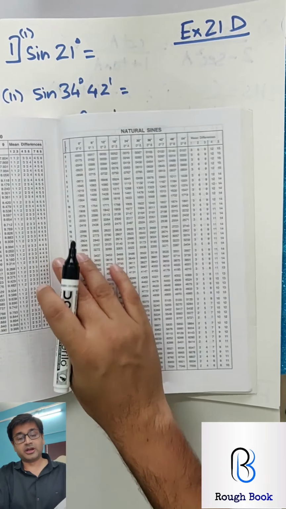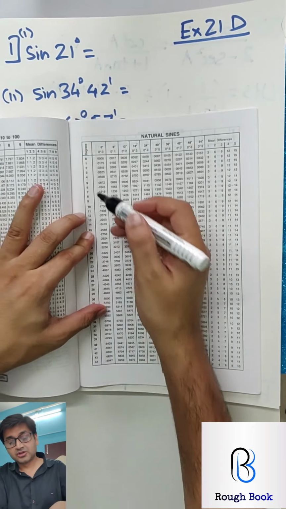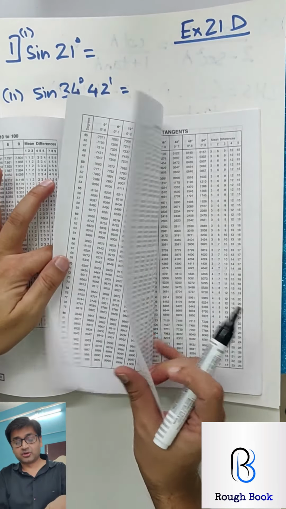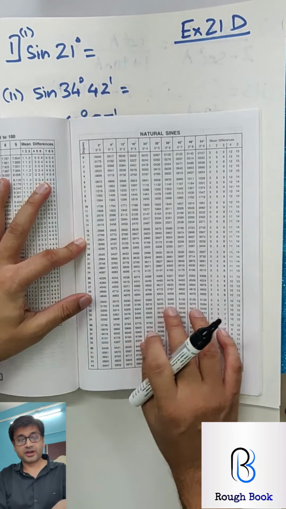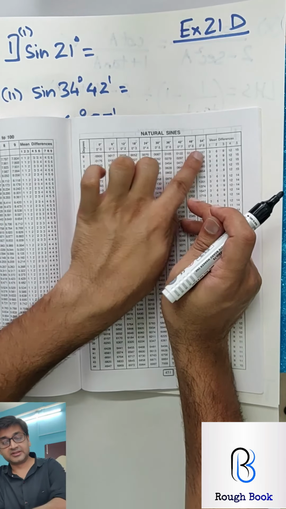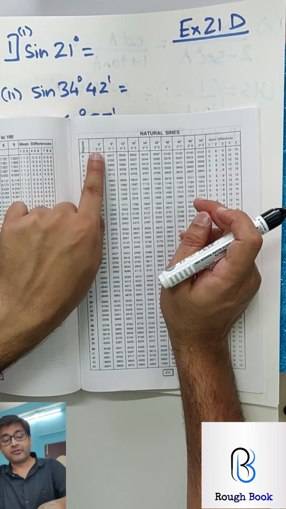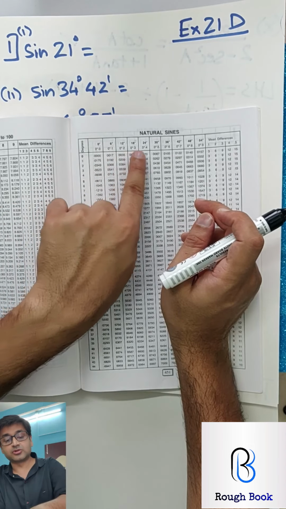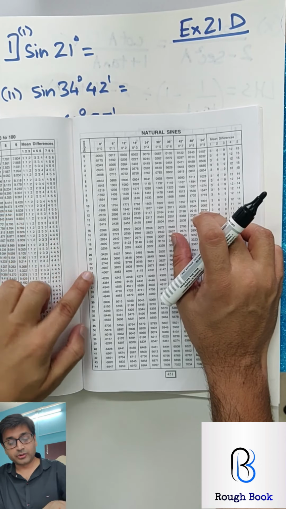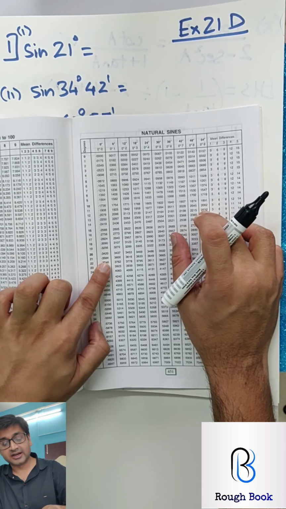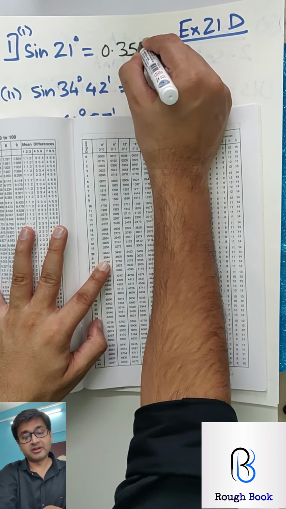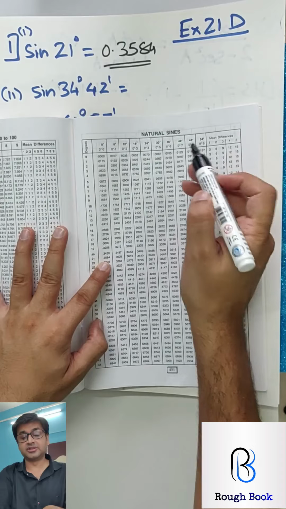So if they tell you sine 21, how are you going to read it? Here you have all the sine values. On the next page also they are there till 90. And then these are minutes. So you say degrees and minutes. In minutes you have 0, 6, 12, 18. So if they tell you 21 degrees, you directly go to 21 degrees and take the 0 minute, that is 0.3584. So you will add 0.3584 and leave it. This is for sine.